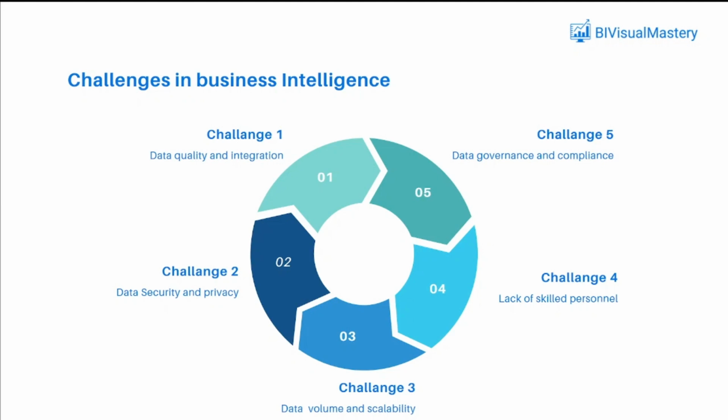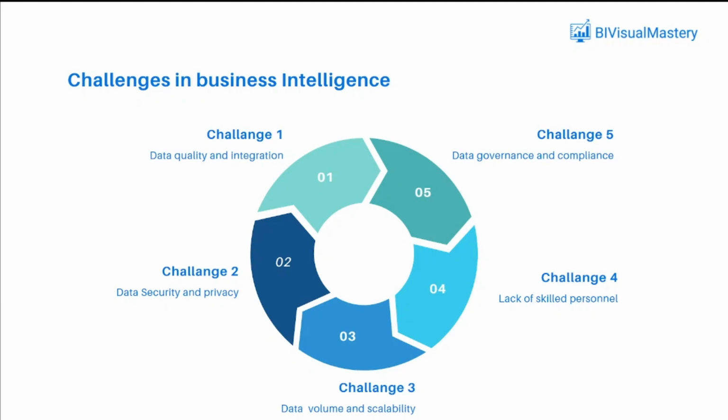The next one is data security and privacy. Protecting sensitive data is one of the challenges for business intelligence. The solution for this problem is to employ robust data security measures, encryption, and access controls. The next challenge is data volume and scalability. Managing and processing large volumes of data can be difficult for BI infrastructure. The solution for this problem is to implement scalable storage and processing solutions such as data warehouses, cloud-based platforms, and distributed computing frameworks.